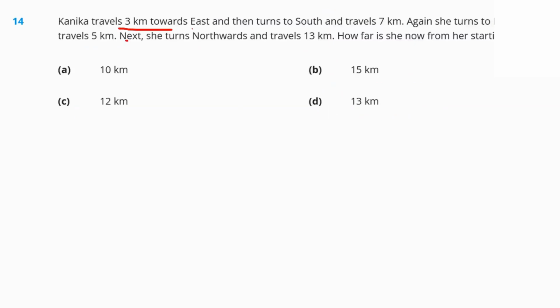Question number 14. Kanika travels 3 kilometers towards east and then turns to south. 3 kilometers towards east. Fine. Then turns to south and travels 7 kilometers. Again, she turns to east and travels 5 kilometers. Next, she turns northwards and travels 13 kilometers.